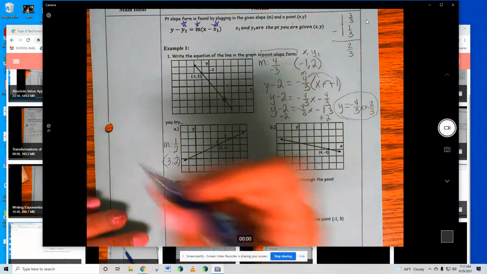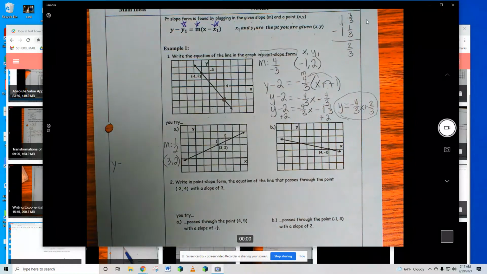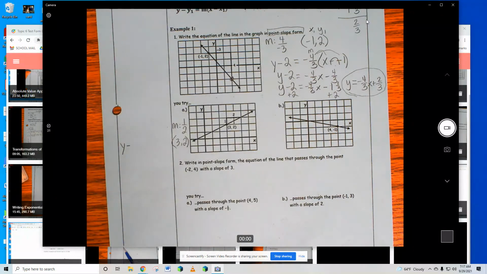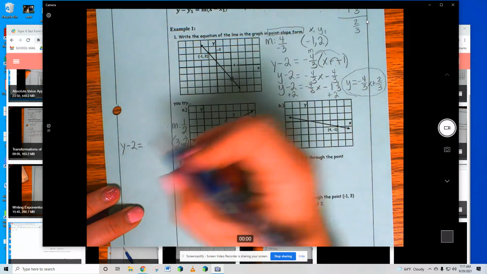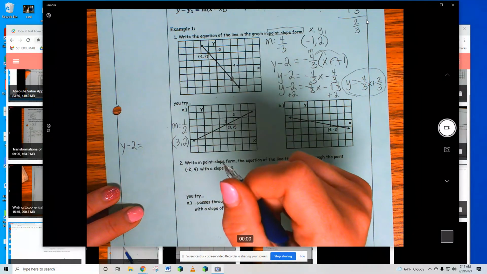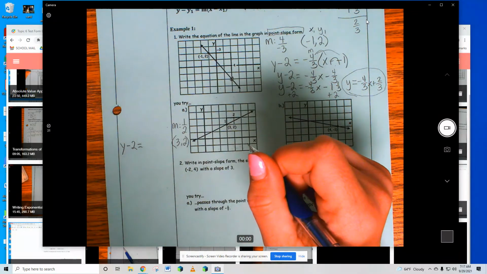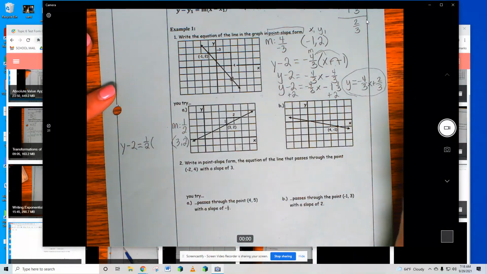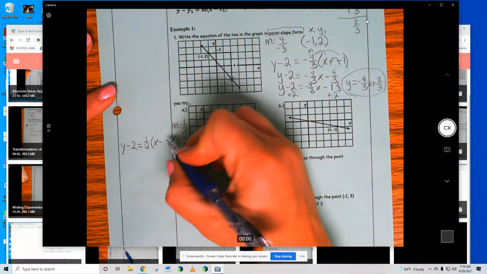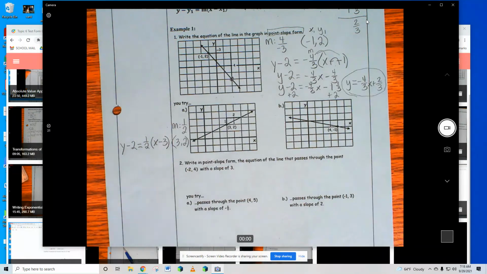Okay. Y minus what? Y minus what? 2 equals, Alexis, you can tell me the rest. So y take away 2 equals m, parentheses. Very good, x minus 3. That's great. Yep, that's it. And so we're going to leave it in point slope form. Try B by yourself. Not even with a group. I really just want you to do it quietly on your own. Make sure that you know how to plug in x, y, and m.